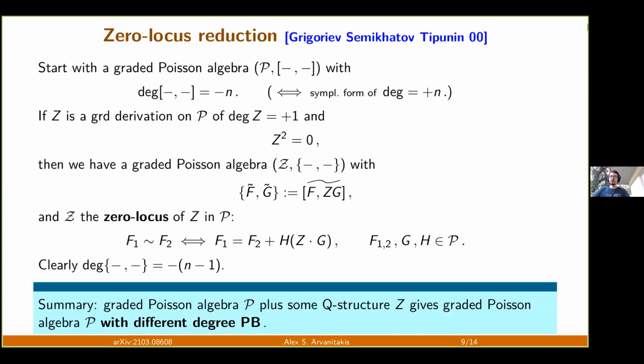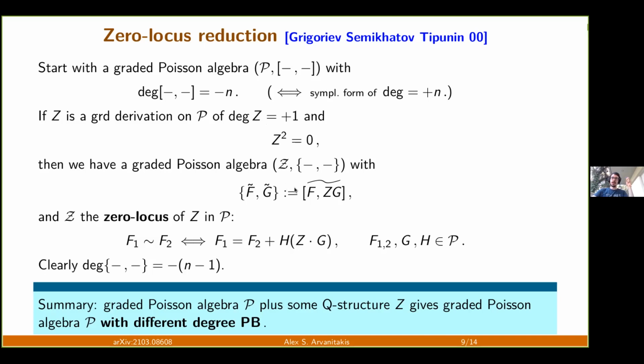Okay, so how does this zero locus reduction work? Say you take your graded Poisson algebra, with the bracket denoted by square brackets, and big P is the vector space where the underlying algebra lives. And say the Poisson structure has degree minus n. So if it's symplectic, it comes from a symplectic form with degree plus n. And you pick some z, which is a vector field of degree plus 1 that squares to 0.